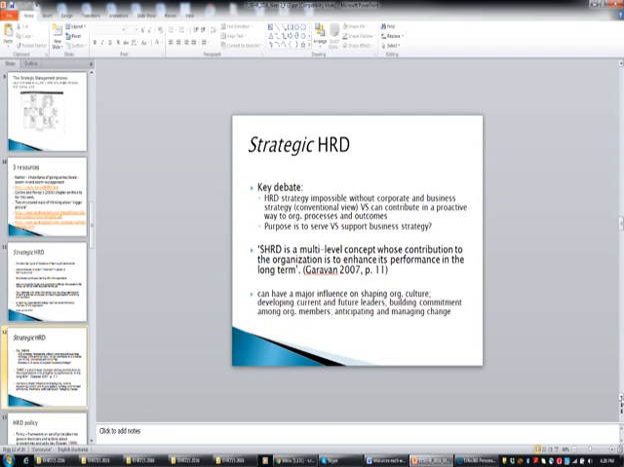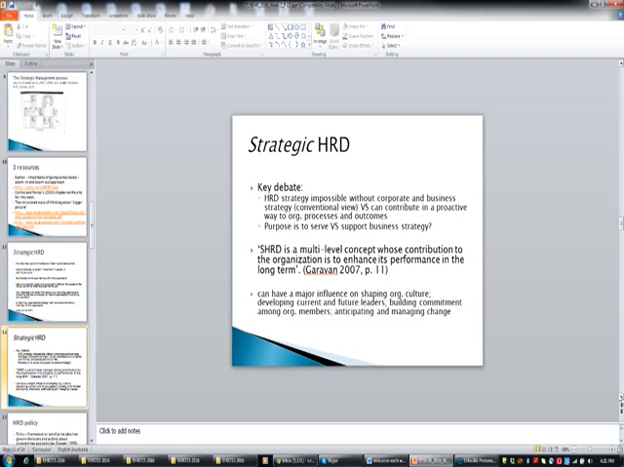So a key debate within HRD is that on one hand you've got HRD strategy is impossible without corporate and business strategy, which is the conventional view, and versus that HRD can contribute in a proactive way to organisational processes and outcomes. So is the purpose of strategic HRD to serve a business strategy or to support it, or how do they link together? So we'd hope that HRD can take that more proactive role in the development of strategy.